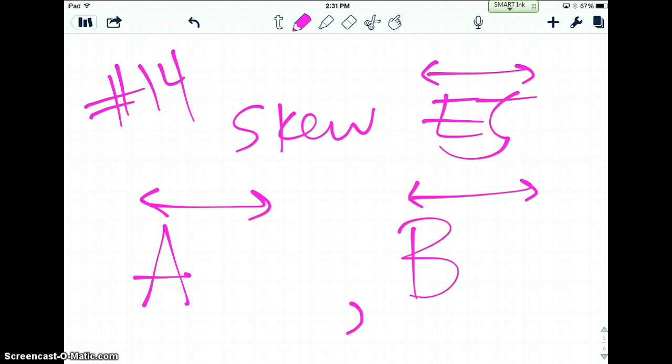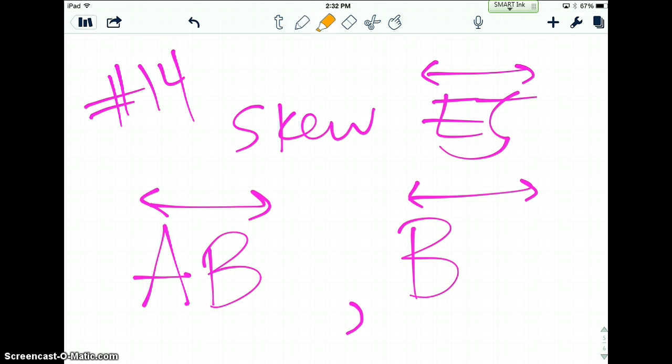EJ, if I start at A, what would be something skew to EJ? Would it be EF? Or AF? Sorry, no, because that's on the same plane and it's parallel. Would it be AB or AE? Well, it's not going to be AE because that exists on the same plane as EJ, so it has to be AB.